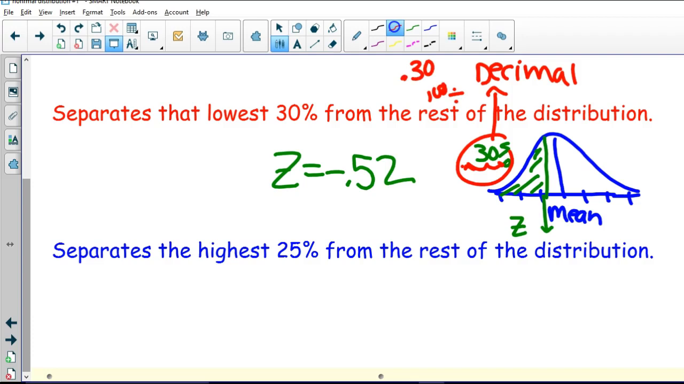Okay, so let's talk about this one. We want to know what z-score separates the highest 25% from the rest of the distribution. Now, this one's a little different. Look at my plot. I have my mean. I have 1, 2, 3, 1, 2, 3. Am I going to start from the left when I'm thinking about the percentages or the right? The right, yeah, because I'm talking about the highest, right?